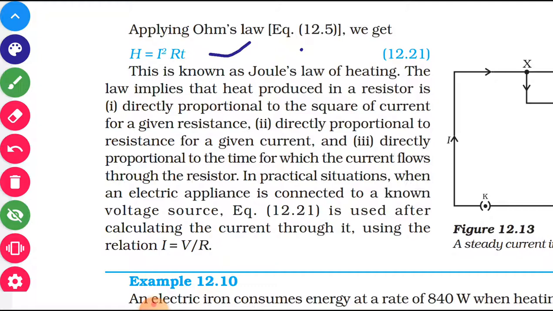More the current for a given resistance, more heat will be produced, because heat is directly proportional to the square of the electric current passing through the given resistance. So this equation is Joule's law of heating. In practical situations, when an electric appliance is connected to a known voltage source, equation 12.21 is used after calculating the current through it using the relation I is equal to V upon R. So this is very easy to understand.